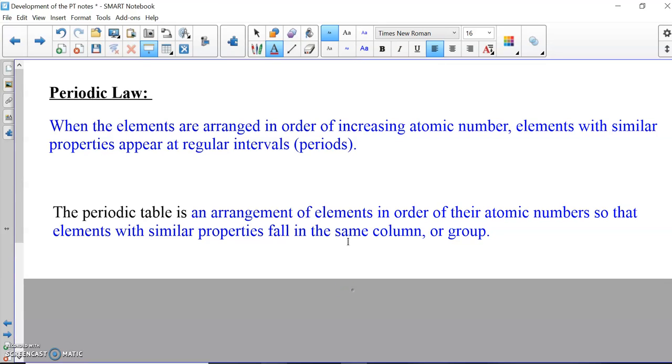All right, so the periodic table then is an arrangement of elements in order of their atomic numbers so that elements with similar properties fall in the same column or group. So columns are vertical, up and down. So the same groups, columns, they have very similar properties. And we're going to go through some of those, and I will show you some of those in class.